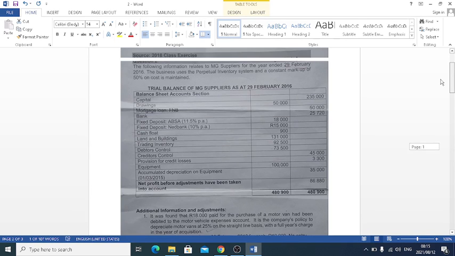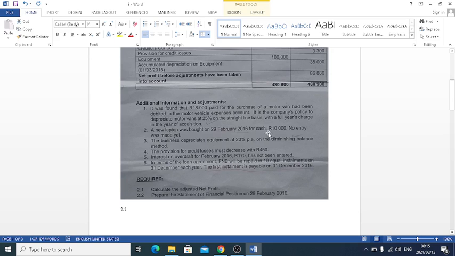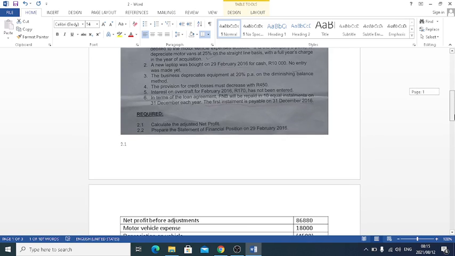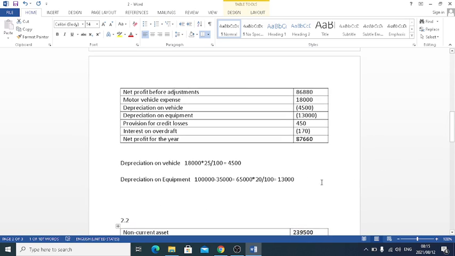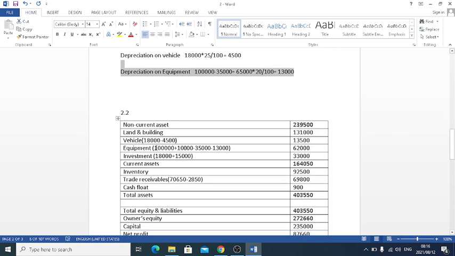Then equipment: we started with 100,000, and then we bought another one for 10,000, and then the first one depreciated 35,000, and the second one depreciated 13,000. So in recording this transaction, we take the 100,000, add the 10,000, subtract the 35 and the 13, then we remain with the total.